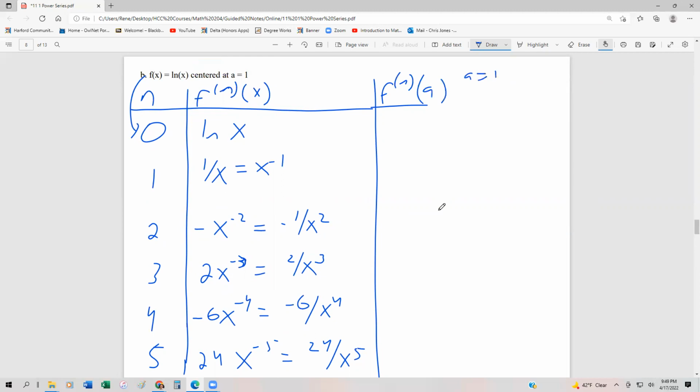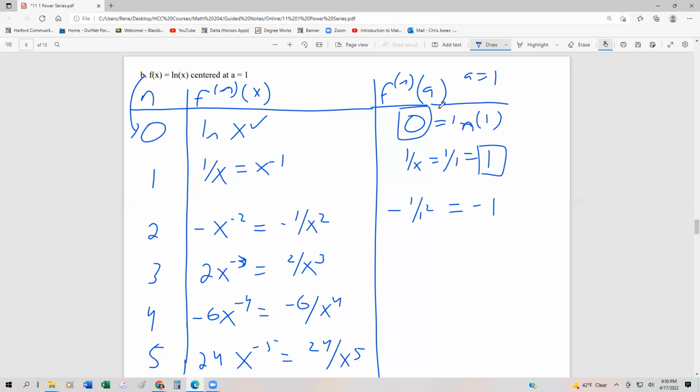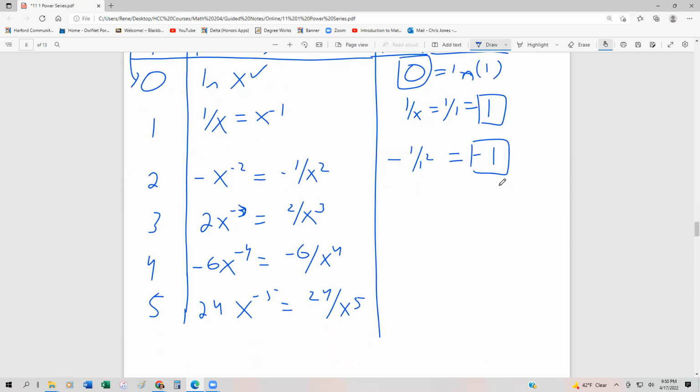Remember that a is equal to 1. And so when we substitute 1 back in for x here, that just becomes the ln of 1, which is 0. The next one is going to be 1 over 1, which is 1. The next one is going to be negative 1 over 1 squared, which is negative 1. And we're going to hold on to these, so let's just box these and hold on to them, because we are going to need these to be able to find a Taylor polynomial. And then we're going to graph it just to see how good of an approximation we can get.